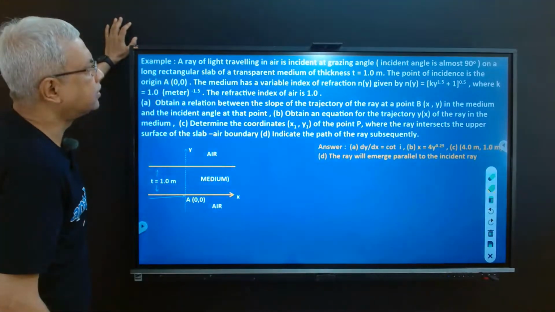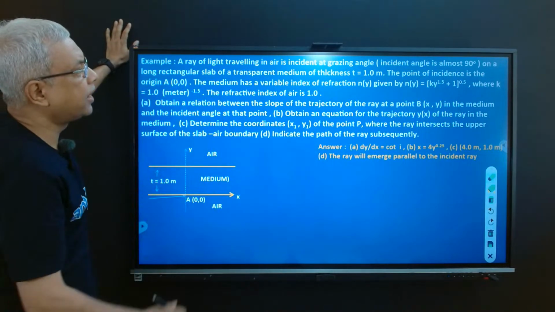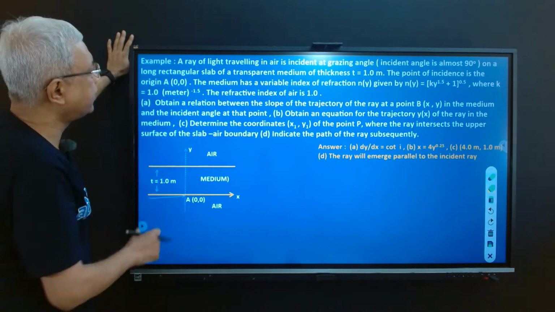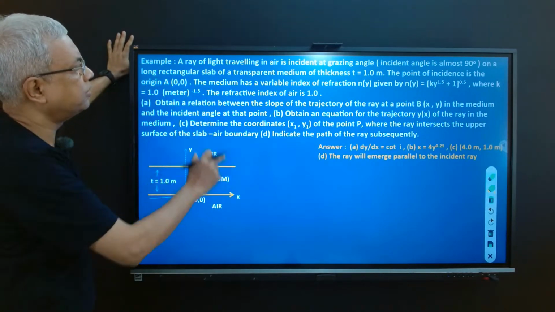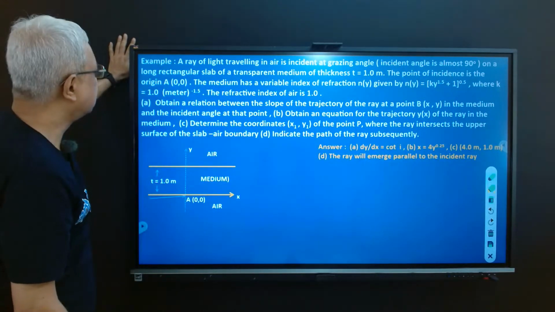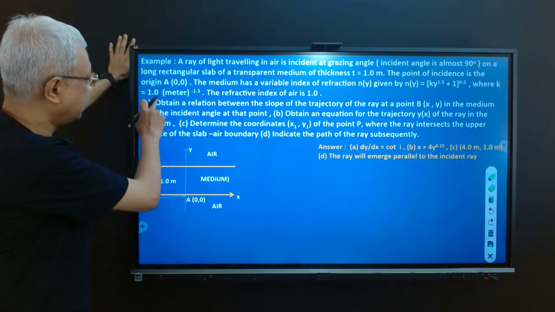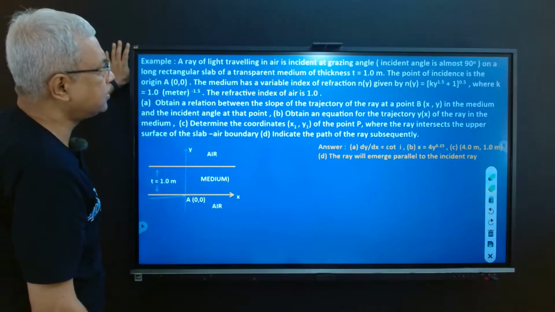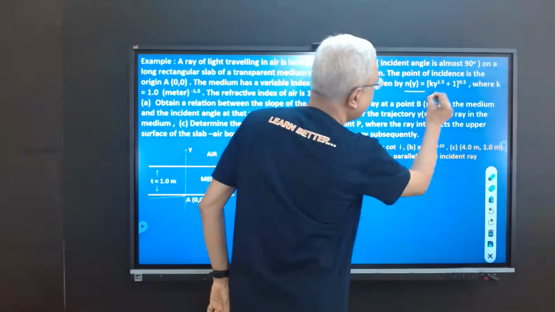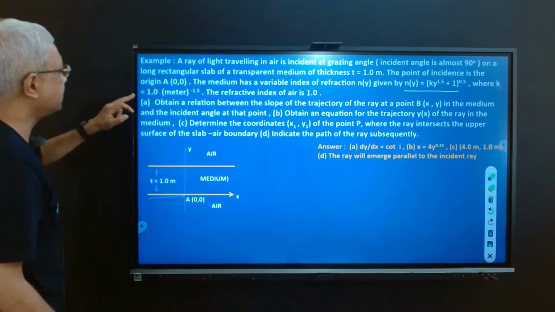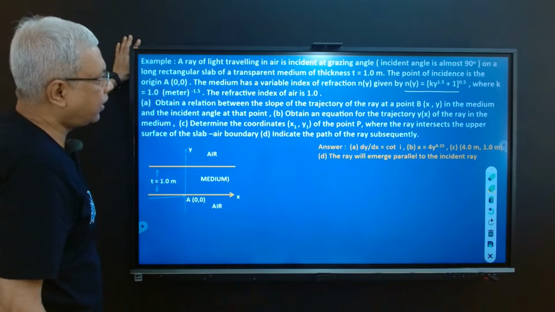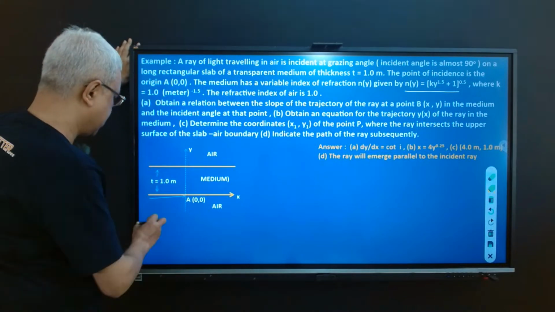A ray of light traveling in air is incident at grazing angle. Incident angle is almost 90 degrees on a long rectangular slab of transparent media of thickness T equal to 1 meter. The point of incidence is the origin 0, 0. That point is A. The medium has a variable index of refraction n1 given by this expression, where K is 1 meter to the power minus 1.5. The refractive index of air is unity.